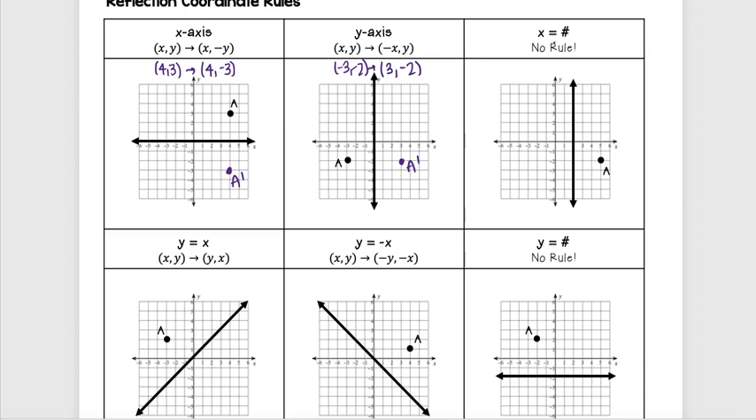Okay, and then if I'm reflecting across x equals some number, so for this example it's x equals 2, there's not actually going to be a rule for that. So for that one you're going to have to look at the picture. Here I see that A is 3 away from my line of reflection. So to map out my A prime, I'm going to have to go 3 away as well. So 1, 2, 3 away.